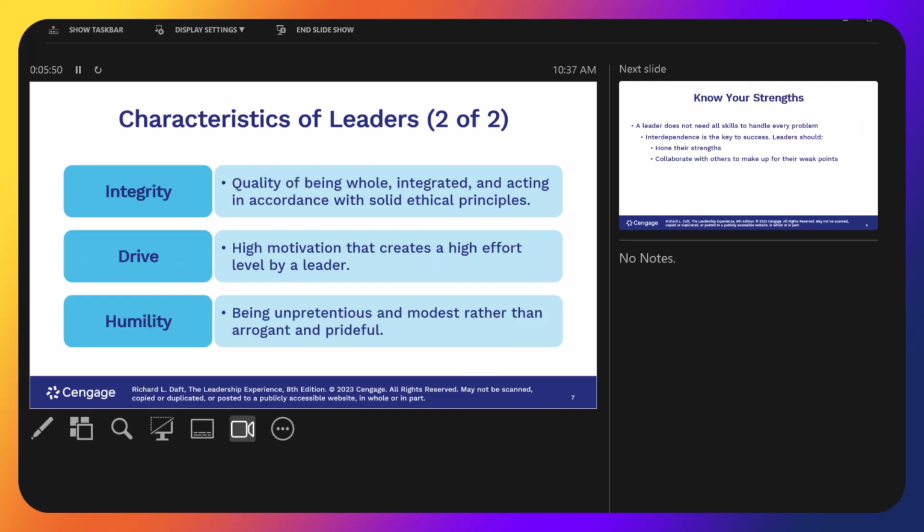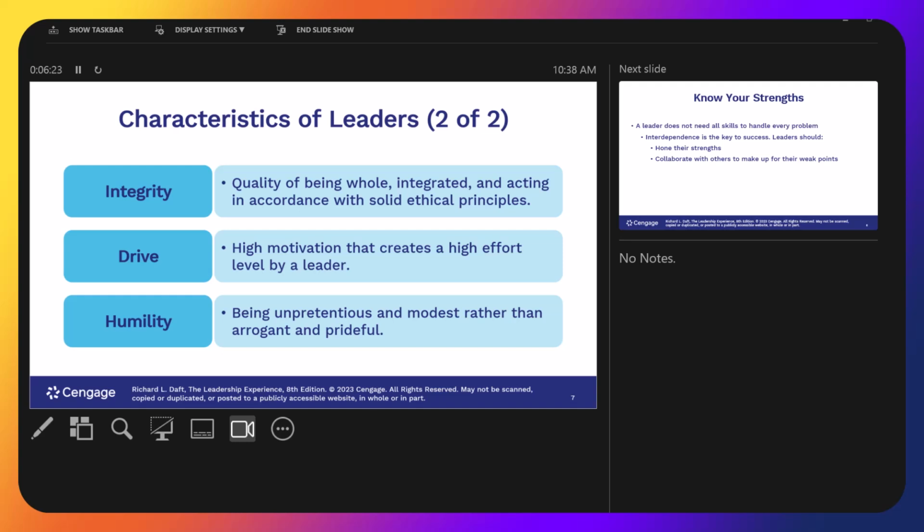Integrity: the quality of being whole, integrated, and acting in accordance with solid ethical principles. Bottom line is this. If a leader does not have integrity, you're asking for all kinds of problems, because they're a leader and they have followers. What you eventually may find is the followers will start doing what the leader does. Even if they have integrity, they'll start acting as if they don't, because that's what their leader approves.